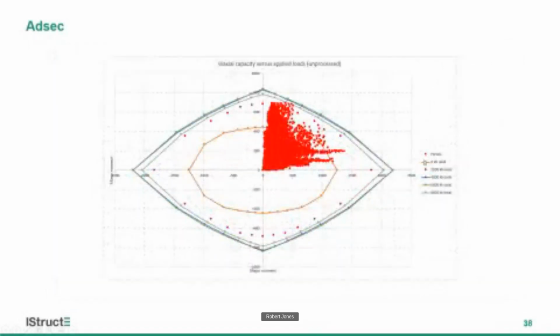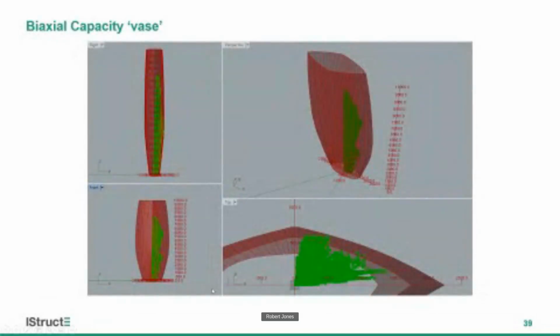And you can then plot all of your column connection load points onto the same graph. It is a little bit hard to read what's actually working and not working in this. But if you then plot your axial load on the Z axis, you get this biaxial capacity vase, where the red surface is the capacity outline and all of the green points are the load points in XYZ of biaxial bending and axial load. You can see if they're all fitting within that vase, then the columns should be working.